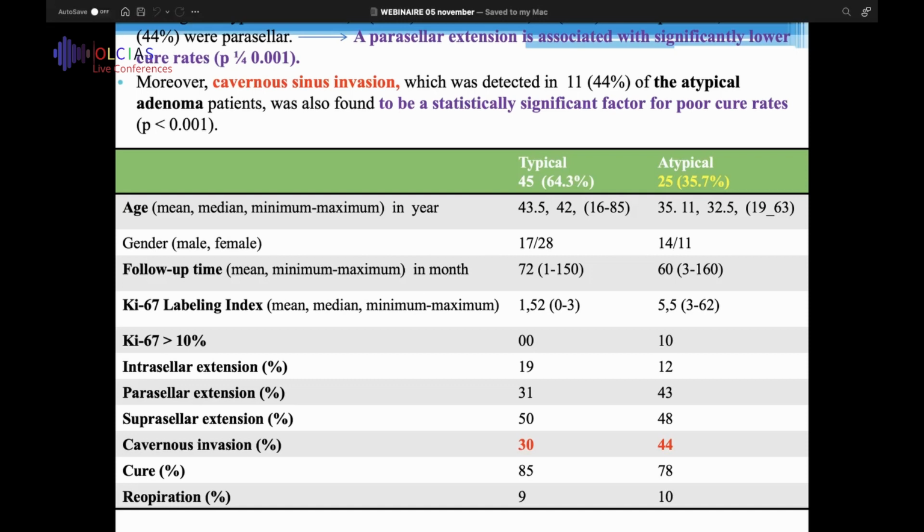Moreover, cavernous sinus invasion, which was detected in 11 cases of atypical pituitary adenoma, was also found to be a statistically significant factor for a poor cure rate in the case of atypical pituitary adenoma. This is the difference between the first result and the second result. Next one.